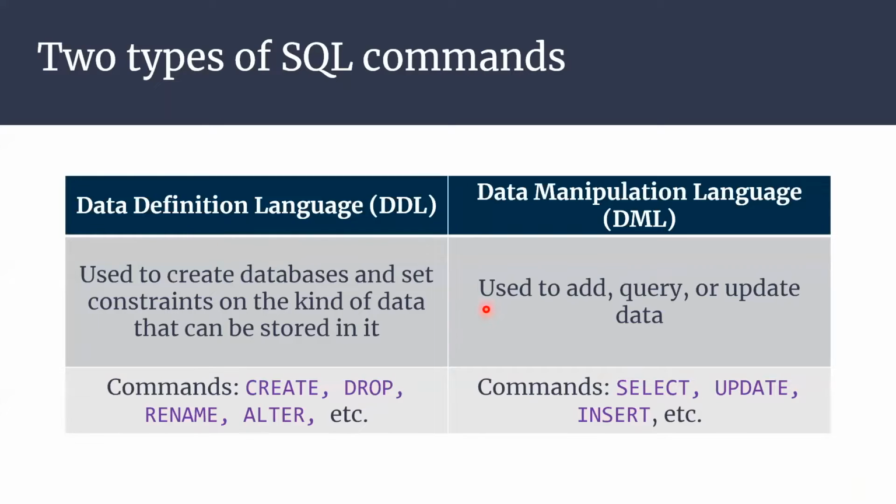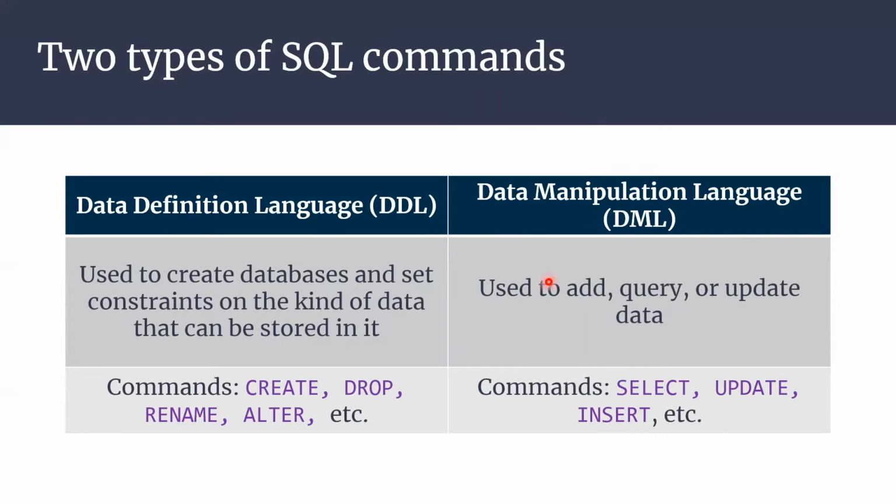So before we get into writing SQL commands, let's just look at the different kinds of SQL commands that exist. There's two different kinds. There's data definition language, or DDL, and data manipulation language, or DML. So DML is used to add, query, or update data. DDL is used to create the database itself, and you can set constraints on the kind of data that can be stored in the database.